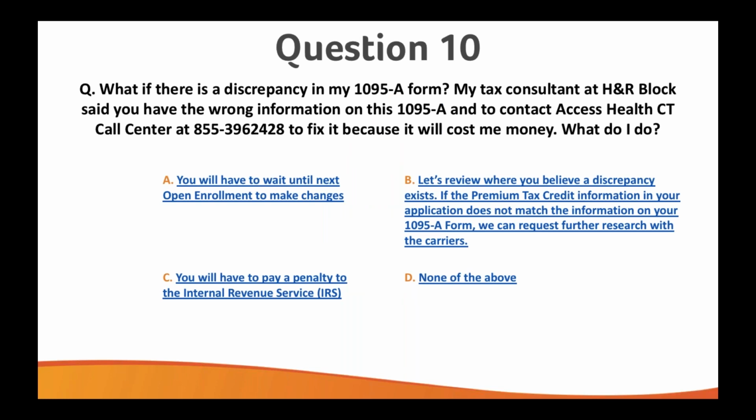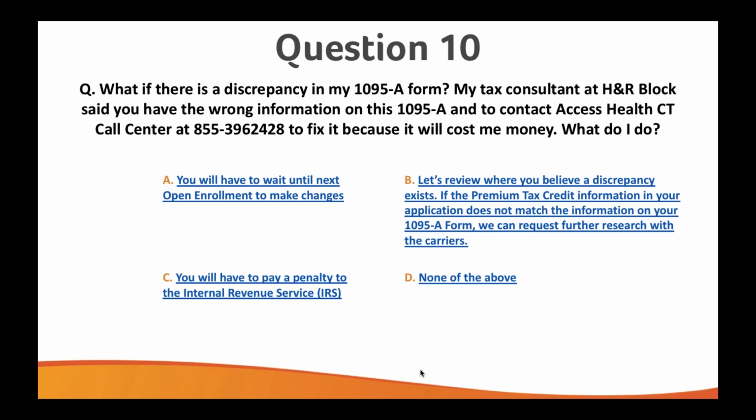Question 10, what if there is a discrepancy in my 1095A form? My tax consultant H&R Block said you have the wrong information on this 1095A and to contact Access Health Connecticut and our number to fix it because it will cost me money. What do I do? A, you will have to wait until next open enrollment to make changes. B, let's review where you believe a discrepancy exists.